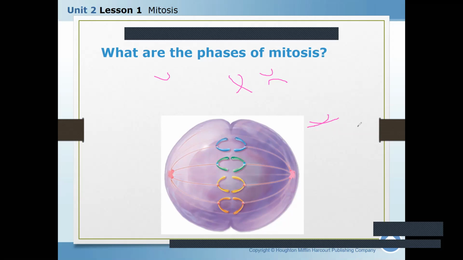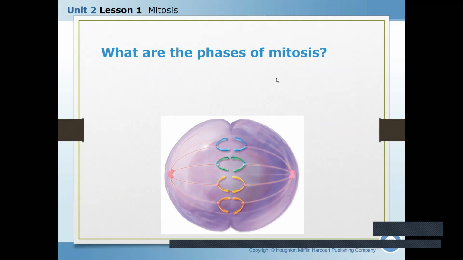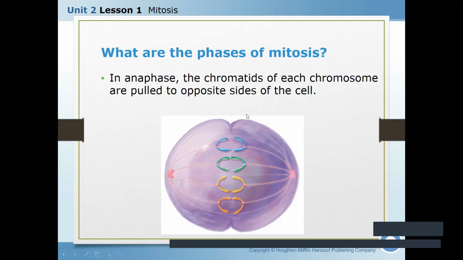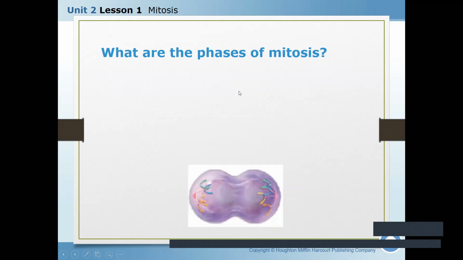So this side goes to the other one, and the simple thing, girls, is just to know that they are going to the poles. Where are they going? They are going to the poles at the corner. They get attracted there. In anaphase, the chromatids of each chromosome are pulled to the opposite sides of the cell. These are called chromatids.